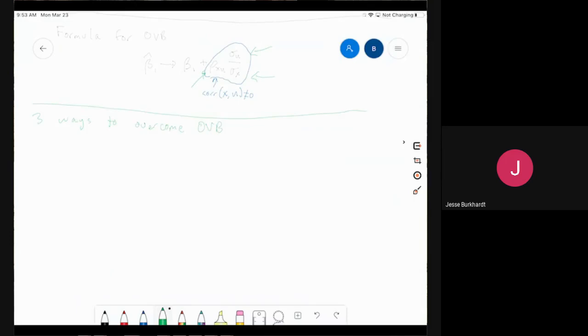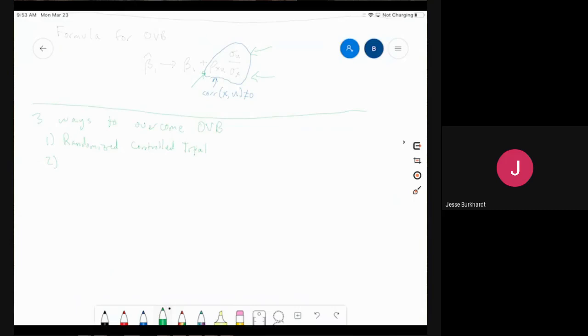So, three ways to overcome omitted variable bias. Number one, we have a randomized controlled trial. We don't usually have that, so let's move to number 2. What's number 2?